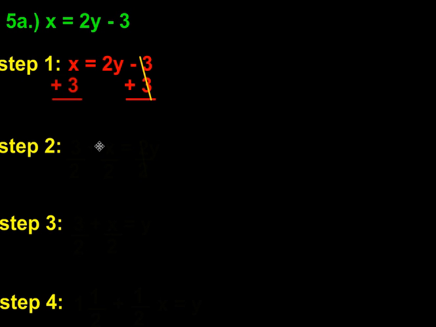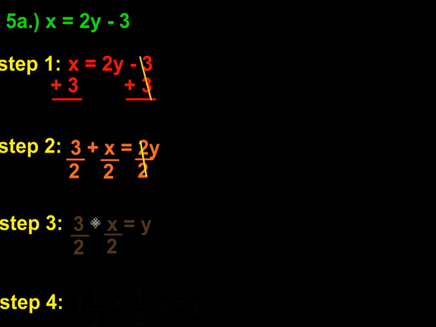So what's that going to look like in the next step? We're going to have 3 plus the x that was already here equals 2y. And now we want to get rid of the 2. So we divide by 2. And of course, if we do that over there, we've got to do it over here. So what that looks like in our next step is 3 over 2 plus x over 2 equals y.